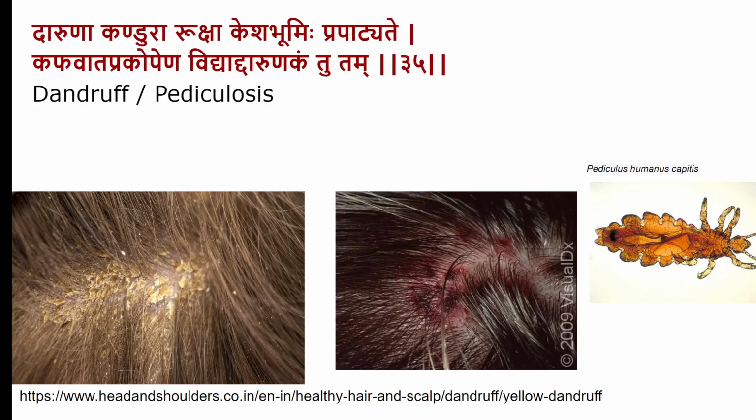Now, the next is about dharanaka. Dharanaka is a condition again related to the hairy area of the body, the scalp. Dharna kandura ruksha kesha bhumi prapatite. Kapha vata prakopena vidya dharnakam tam. Now, dharanaka is that condition where the skin of the scalp is having cracks and hence results in the destruction of the skin or plaques over the skin area. That's what we call dandruff.